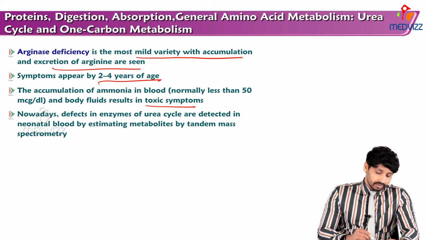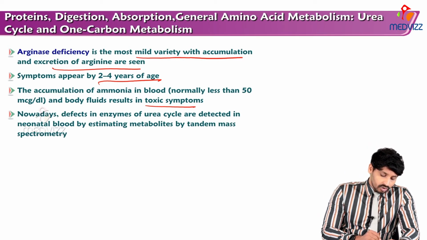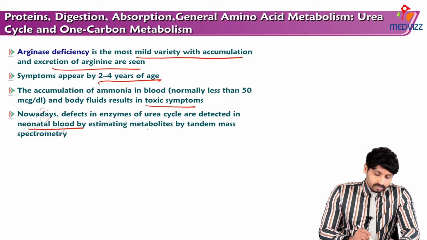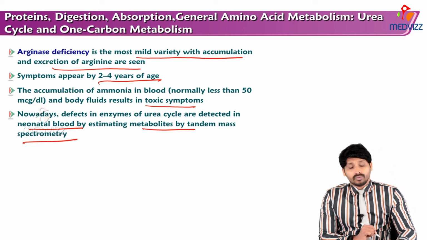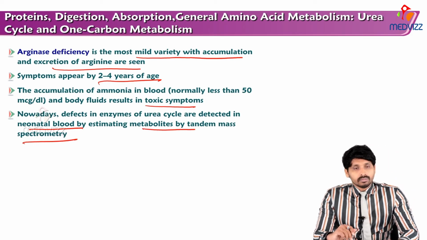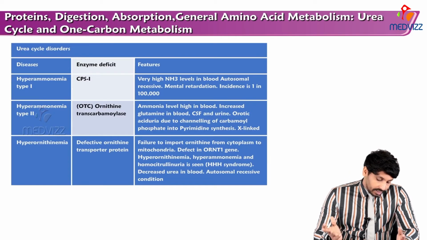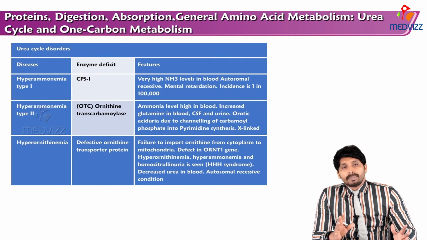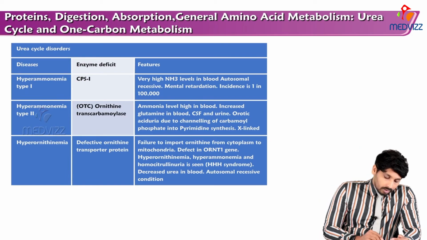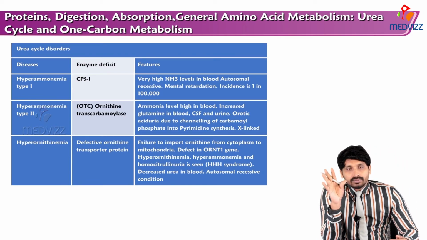Nowadays, defects in enzymes of the urea cycle are detected in neonatal blood by estimating metabolites by tandem mass spectrometry. So when you see the tabular column comparing the urea cycle disorders, as I told you, 5 steps are there, 5 disorders are there.